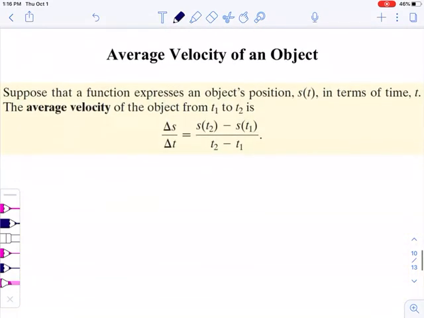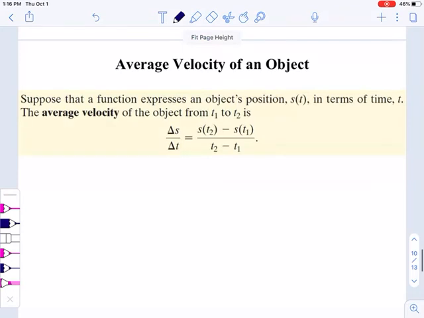Okay. Now, what happens if we have an average velocity of an object, looking at the speed of something? It says, suppose that a function expresses an object's position, s of t, in terms of time t. An average velocity of the object from t1 to t2 is the exact same setup. Instead of having f of x2 minus f of x1, we're not looking at the function f of x, we're now looking at s of t. We're talking about the position in regards to time.